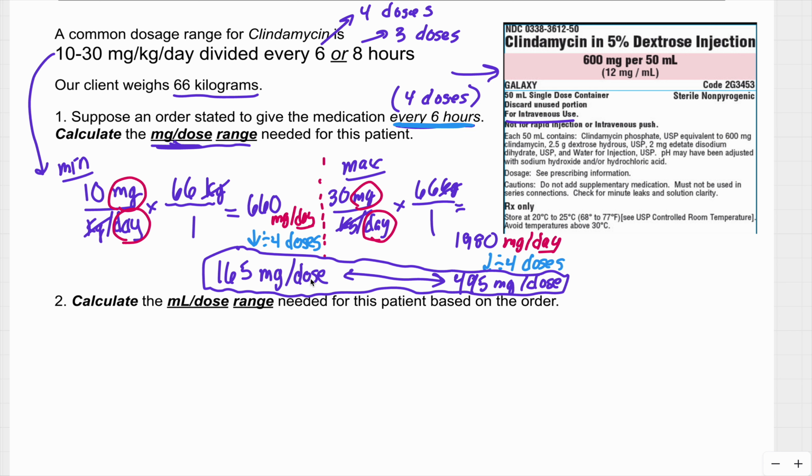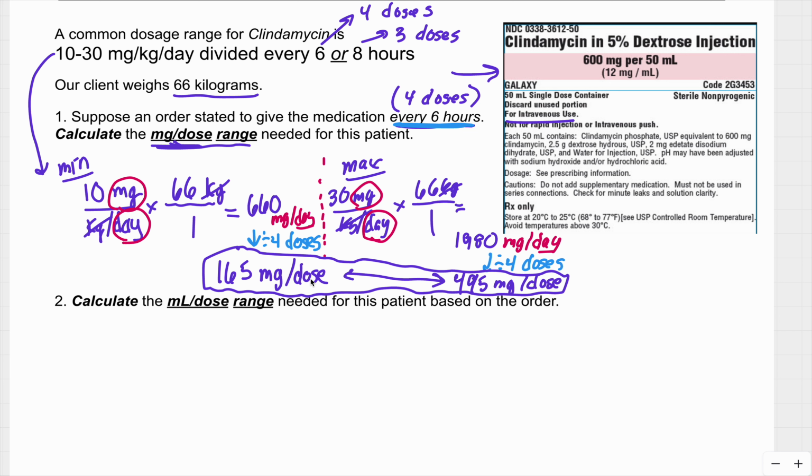We got this by multiplying by their weight. We considered both the minimum and the maximum, and then we divided by the number of doses. And so in this situation, we were dividing by 4 because we are giving this every 6 hours. There are some problems that might say, or some orders where you're giving this over 8 hours. So in that case, we would have divided by 3.